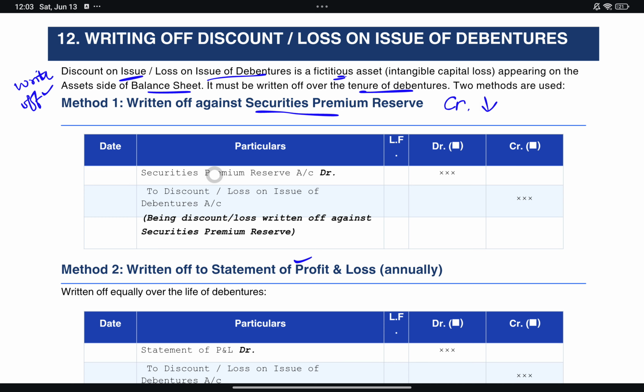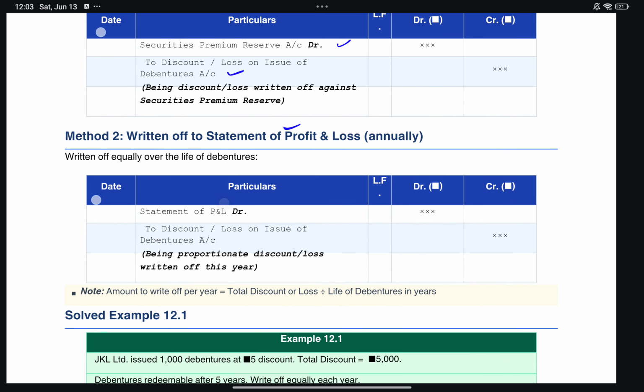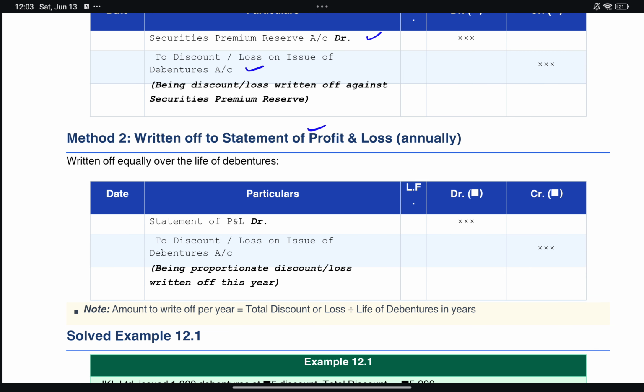So here we will debit securities premium reserve account, and credit what? The account which we are writing off, that is, discount or loss on issue of debentures. The second was to write off from profit and loss annually. Got it? So the same entry should be there, only the name of the account is changed. Instead of securities premium reserve, here we will debit statement of profit and loss, and credit discount or loss on issue of debentures.